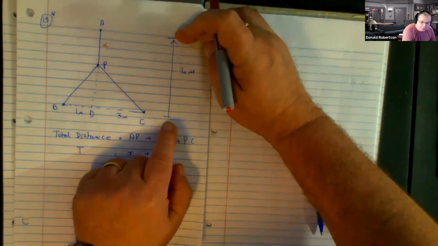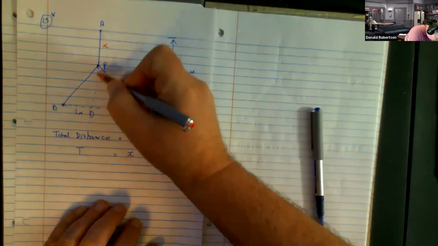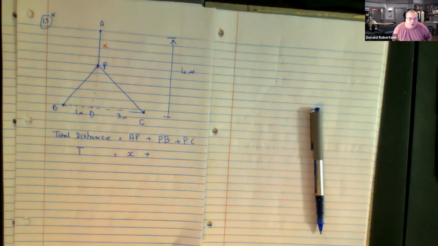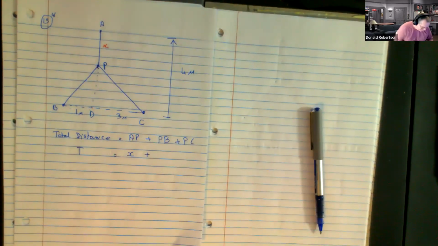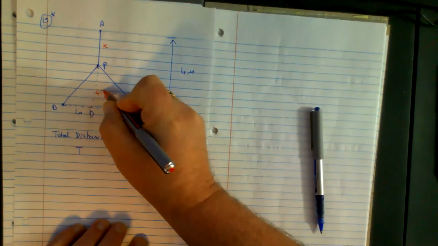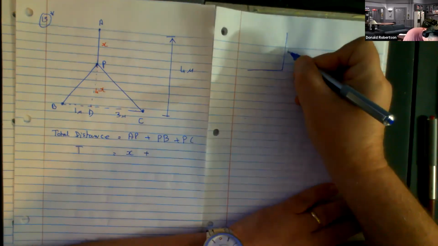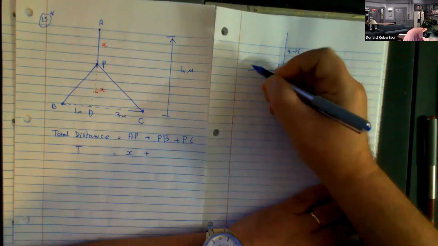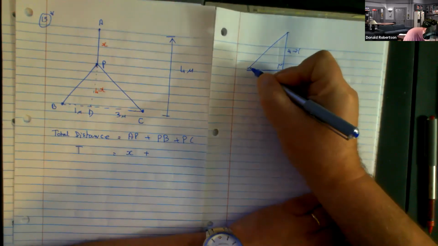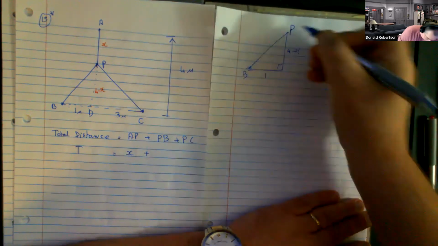From the top to the bottom, it's 4. This piece is X. How much is this dotted line PD? What's that going to be in terms of X? This is 4. This piece is X. What's this piece? 4 minus X. Now, if I build a little right angle triangle, this guy is 4 minus X. This distance is 1. Can you see I can now find BP?